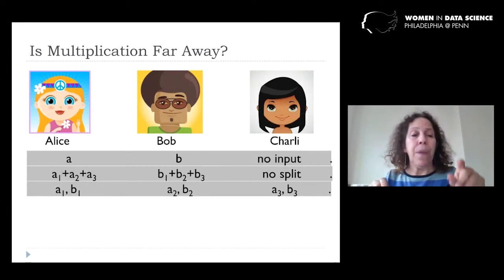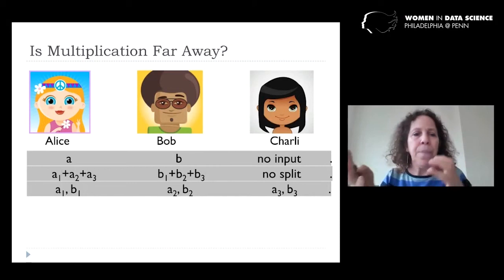Alice has A1 and B1. Bob has A2 and B2. Because Alice gave Bob A2 and she gave Charlie A3. And Bob did the same thing. So now they have this split of A and B.